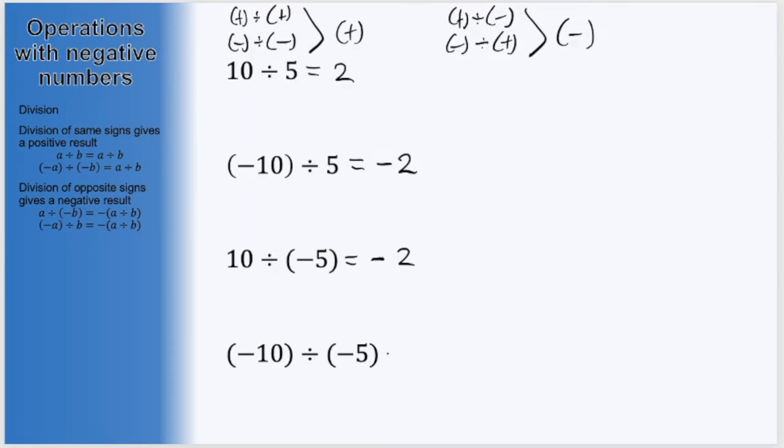And finally, negative 10 divided by negative 5. Taking the numbers, 10 divided by 5 still gives us 2. But the signs, we have a negative divided by a negative, so like signs, and in that case we say the negatives either cancel out or just leave an overall positive sign, giving us an answer of 2 again.